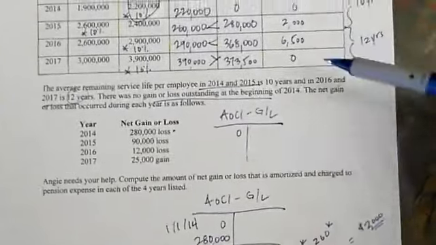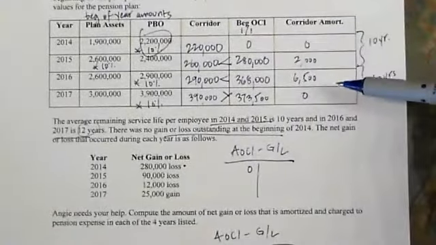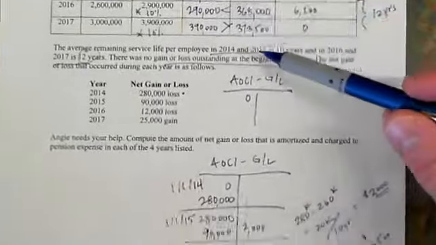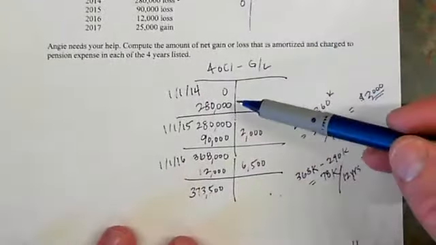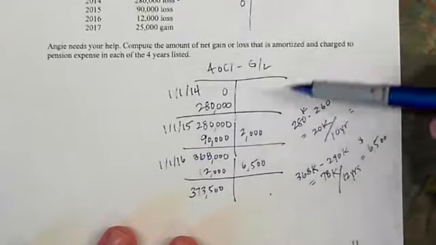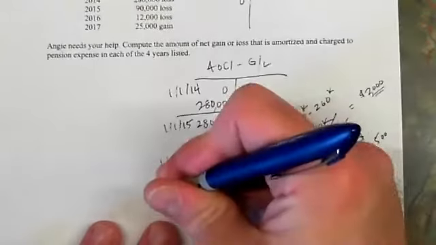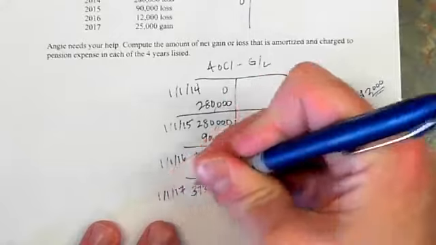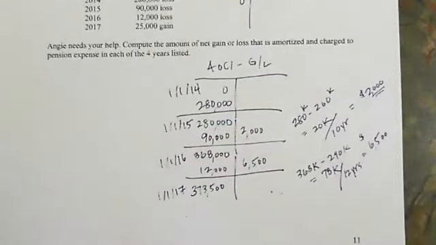Right. So again, this gives you a little bit of practice with determining the corridor amounts. It also gives you some practice with determining the beginning balance of your AOCI, what goes into the AOCI, and how this works. I can't emphasize enough that you're always checking the corridor as of January 1st of each year. A lot of people mess that up.